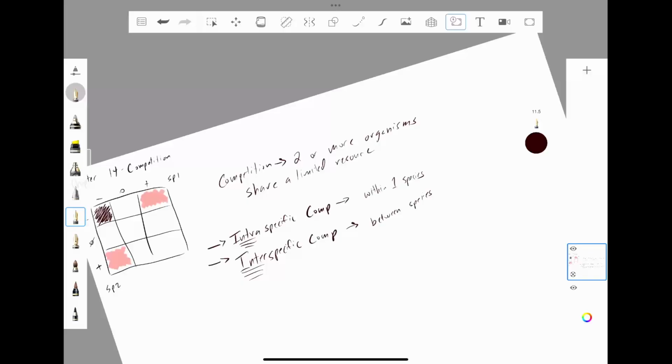When intra-specific competition is high, then the population growth rate goes down, right? Because there's not enough food to go around. Interspecific competition is mostly what this chapter focuses on, and that's competition between species 1 and species 2.